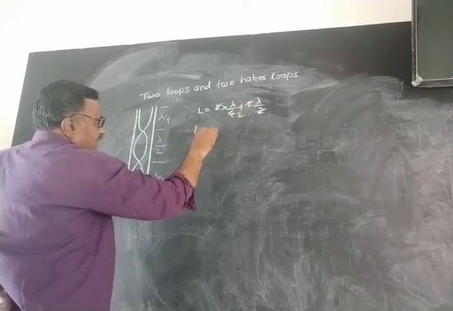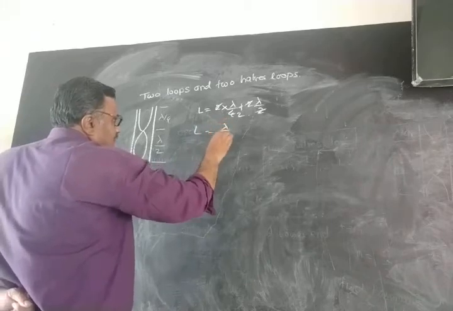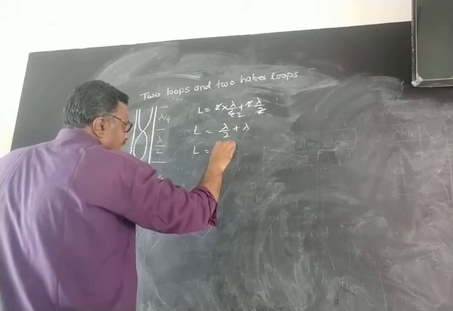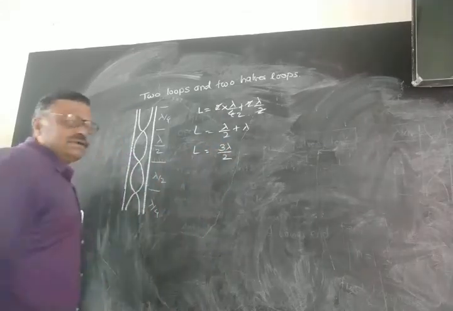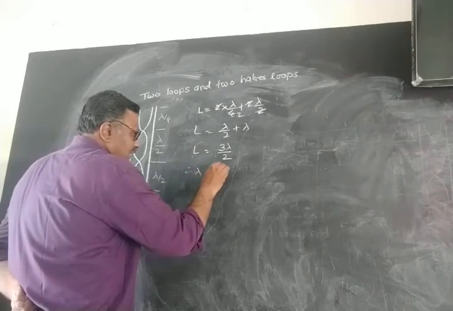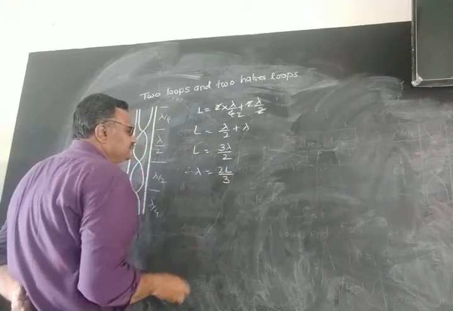And therefore, we get lambda by 2 plus lambda. That is, we get 3 lambda upon 2. It is equal to L. And therefore, lambda is equal to twice L upon 3.